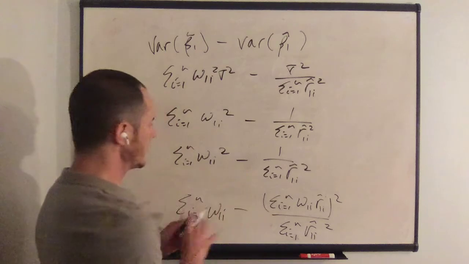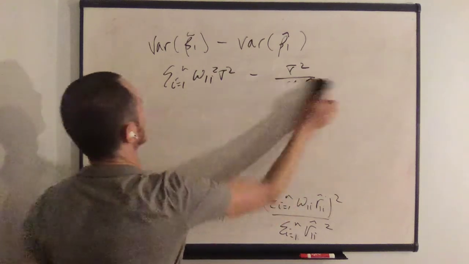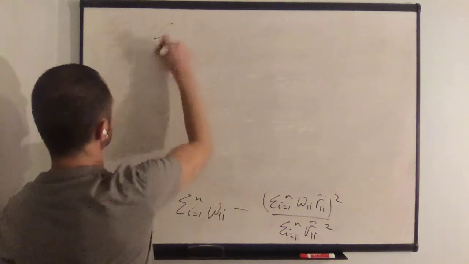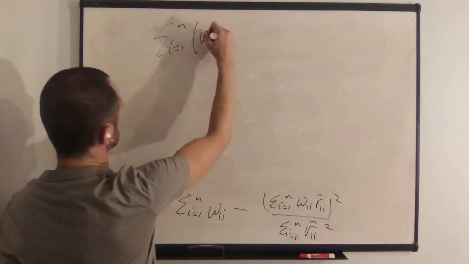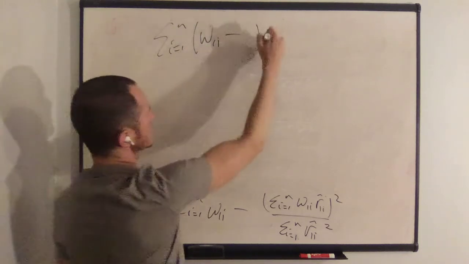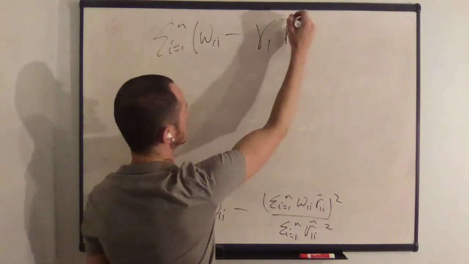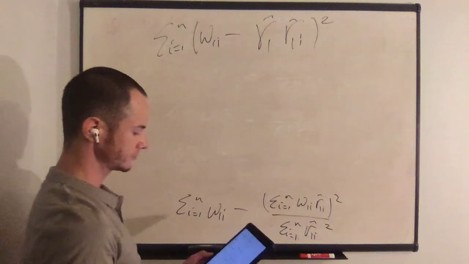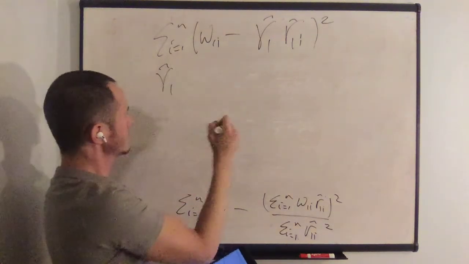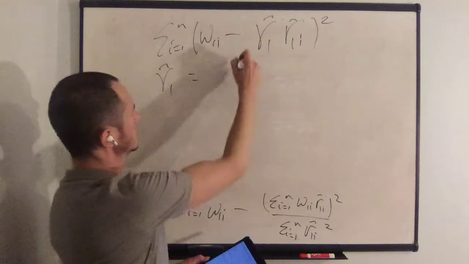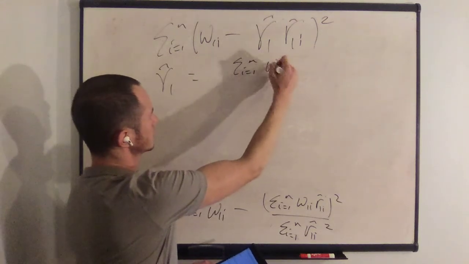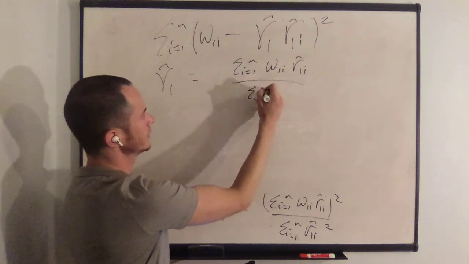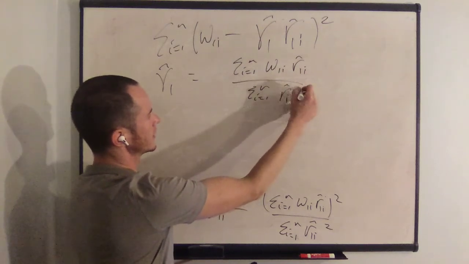Good. Now that we have this expression, we can write it as the sum from i equals 1 to n of w1i minus gamma 1 hat times r1i hat, squared, where gamma 1 hat is equal to the sum from i equals 1 to n of w1i r1i hat all over the sum from i equals 1 to n of r1i hat squared.